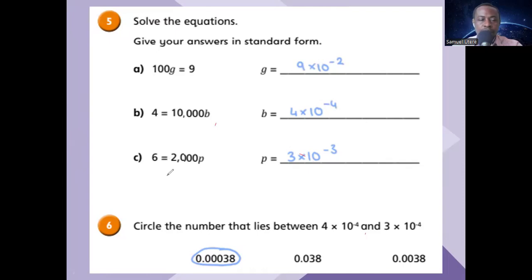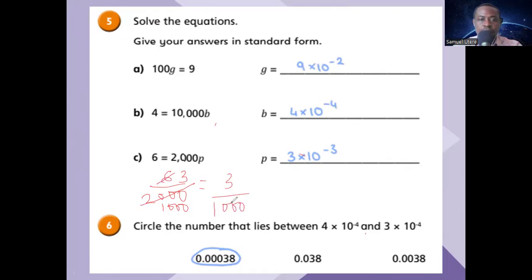And then here we have 6 divided by 2,000. What if we simplify this? If we divide by 2, this will be 1,000. And if we divide by 2, this will be 3. So this is the same thing as 3 divided by 1,000.